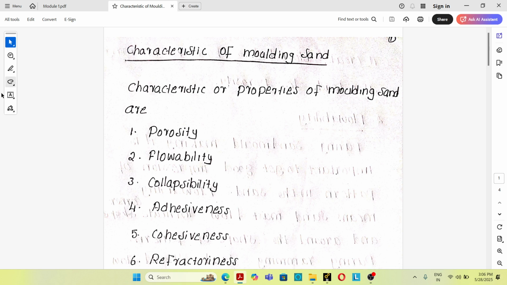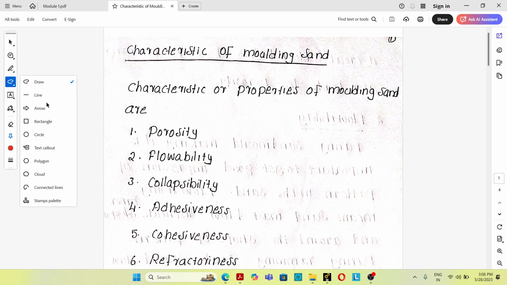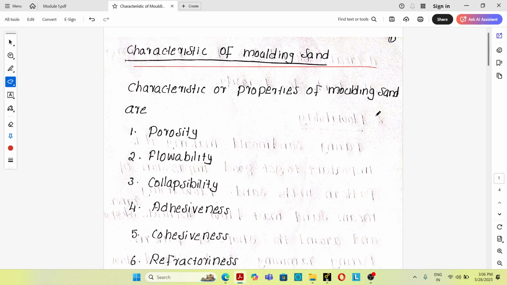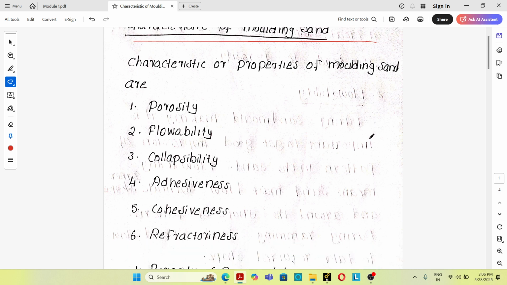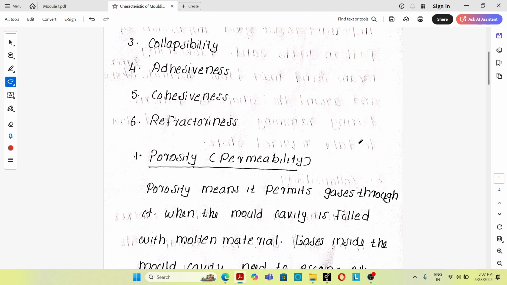So next is the characteristics of molding sand. These are the characteristics or properties of molding sand used in the sand casting molding process. There are six characteristics of a molding sand: porosity, flowability, collapsibility, adhesiveness, cohesiveness, and refractoriness. So the first one, porosity.